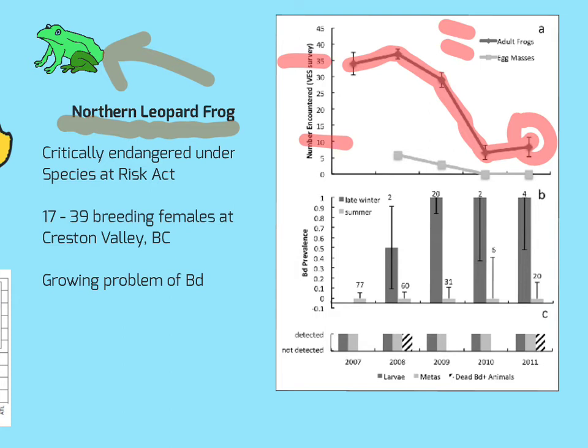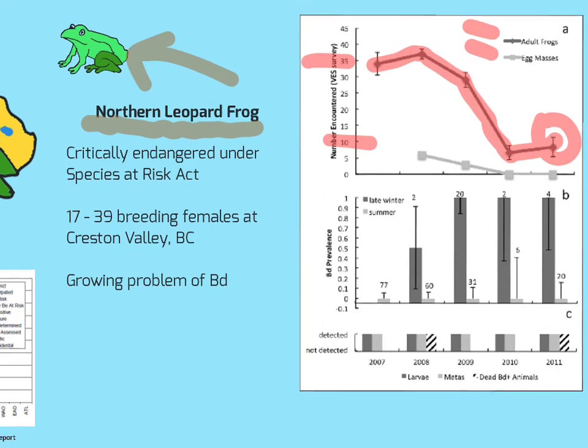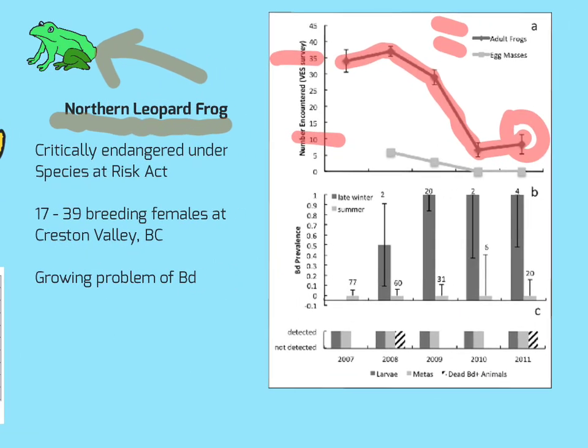It's critically endangered. There are only 17 to 39 breeding females at the main part where they are found. And it's also got this growing problem of BD. So maybe we can use the conversation of BD to develop that conversation of how humans are involved in this biodiversity issue a little more.